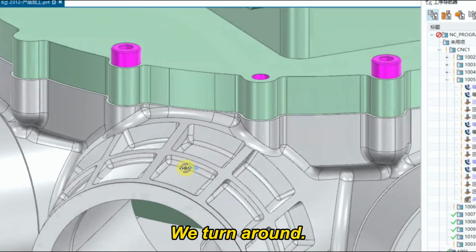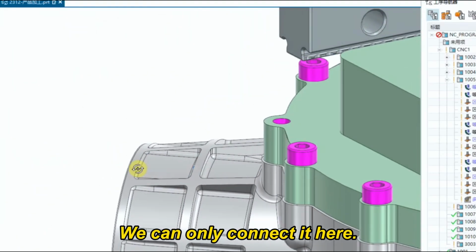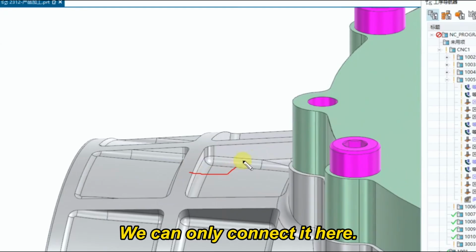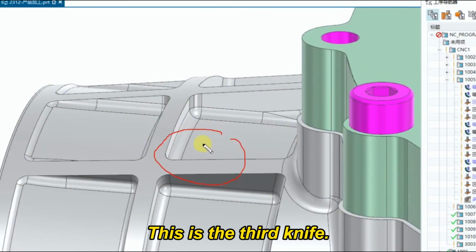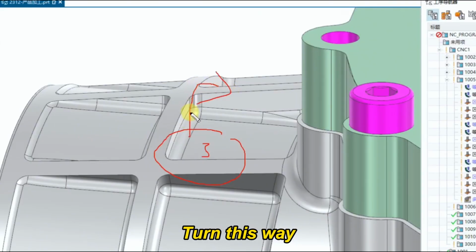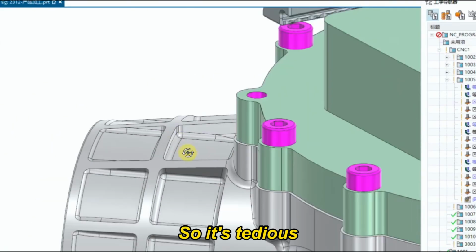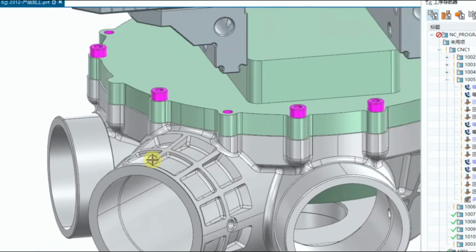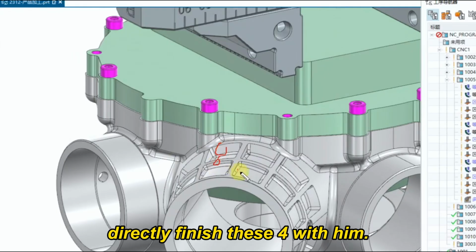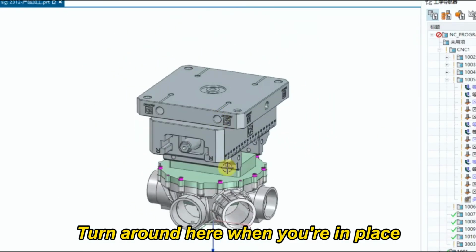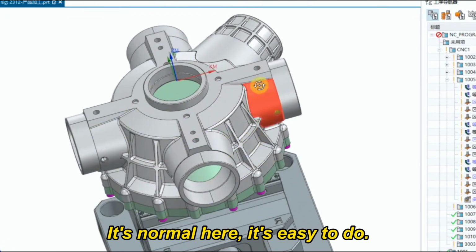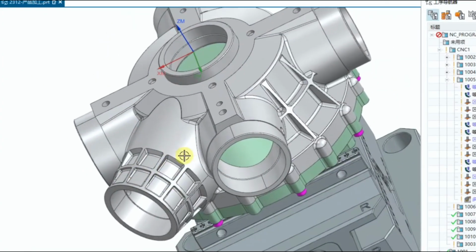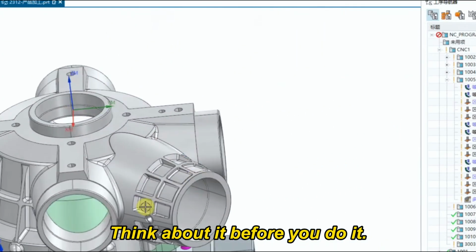We turn around. We can only connect it here. Then, turn over there. This is the 3rd knife. Turn this way. So, it's tedious. Directly finish these 4 with him. Turn around here when you're in place. I will process it directly. It's normal here, it's easy to do. So, there are some details. Think about it before you do it.